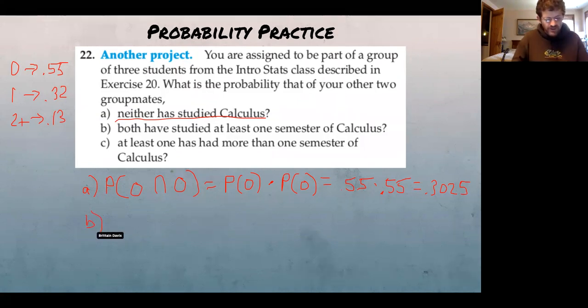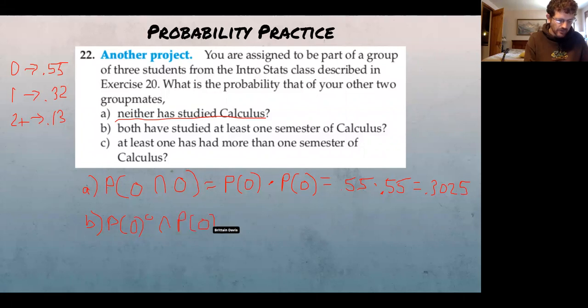Okay, let's look at the next one. Both have studied at least one semester of calculus. Maybe the way I can think about this one is the probability that they haven't studied 0. I don't care if it's 1, 2, or more. So the probability that they haven't studied 0 and the probability that they haven't studied 0, which is the same as something like that.